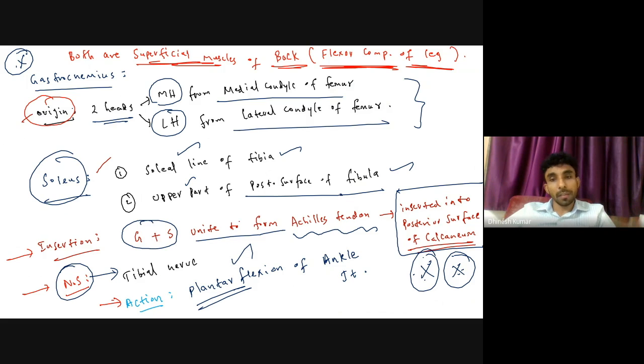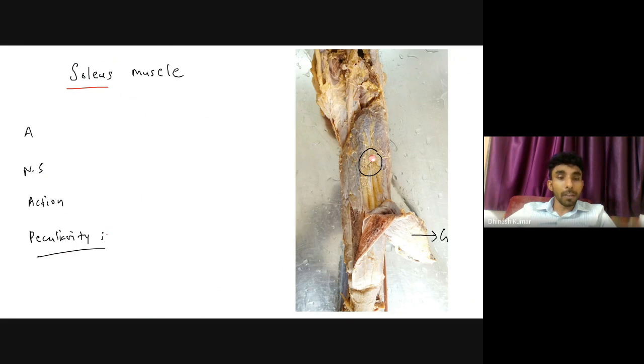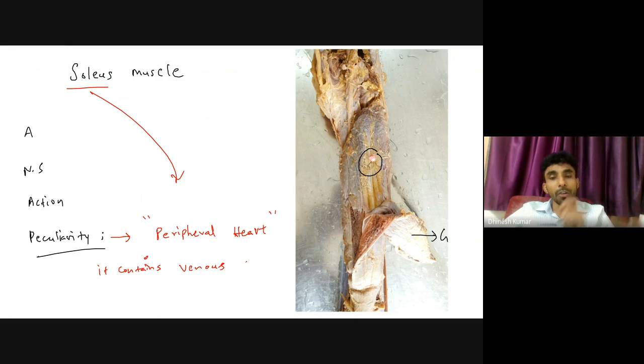What about the peculiarity of the soleus muscle? I hope you will be knowing. Soleus muscle is also known as the peripheral heart. Very commonly asked MCQ question. Soleus muscle is also known as the peripheral heart because it contains numerous small veins called venous sinuses.